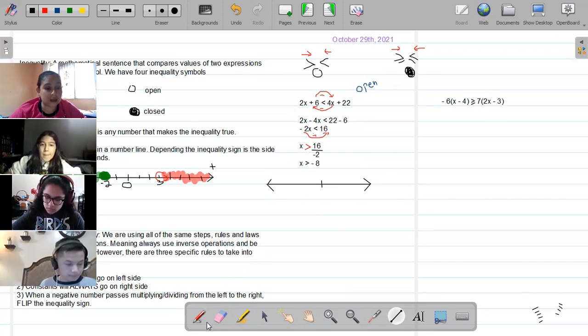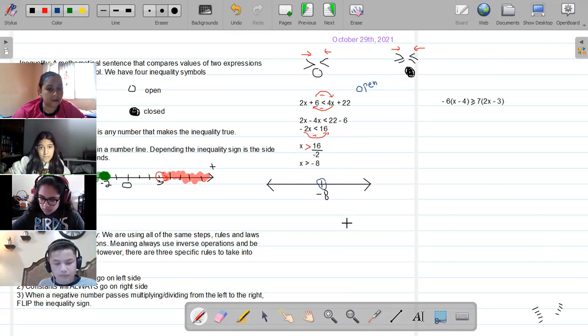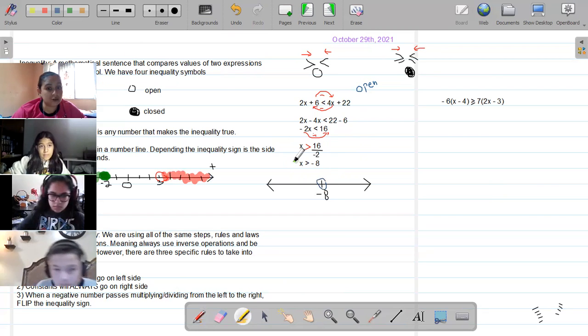So I'm going to say that this is negative 8. So you see, I'm not graphing all of the numbers. I'm just graphing negative 8. And we're going to graph it in blue. So we said it was open. So we're going to put an open circle on top of it. And now we're going to shade. The shade, we decide until we have the very final answer. So x is greater than negative 8.